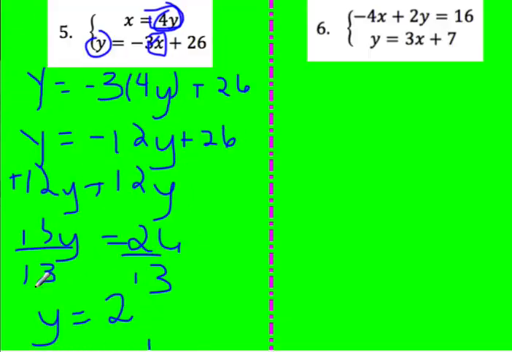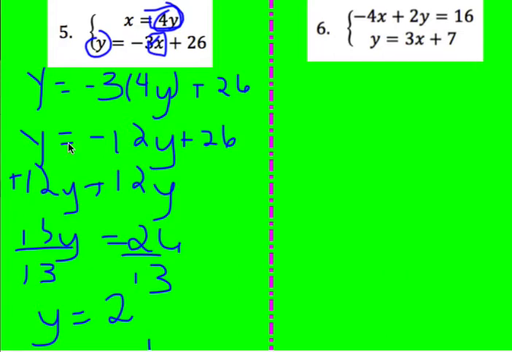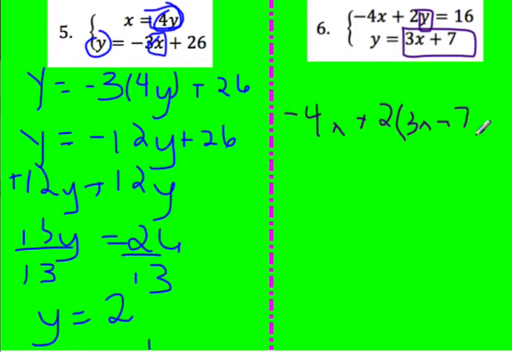So let's take a look at number 6. For number 6, I see that it's already solved for y, and I see that y is equal to 3x plus 7. So up here, I'm going to take y out completely and put in 3x plus 7 in its place. So I have -4x plus 2, and now I'm going to take the y out and put 3x plus 7 in its place because y is equal to that. And that's going to be equal to 16.